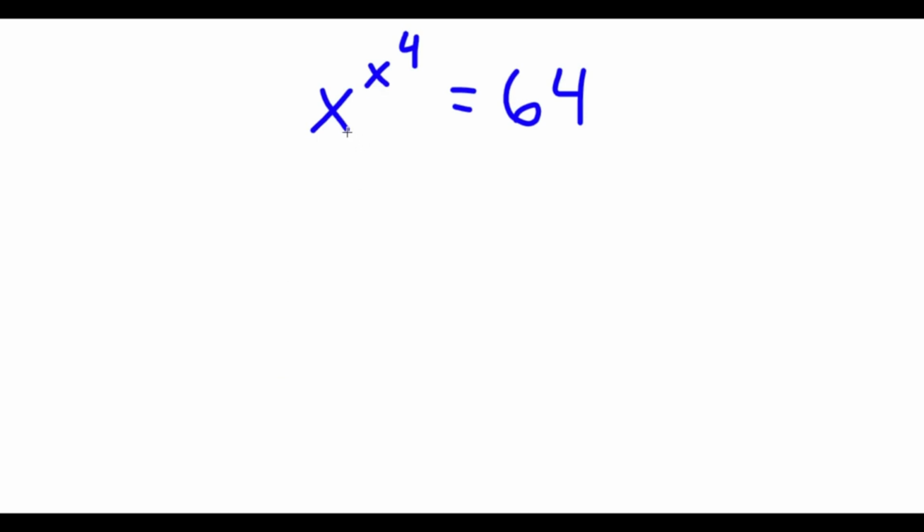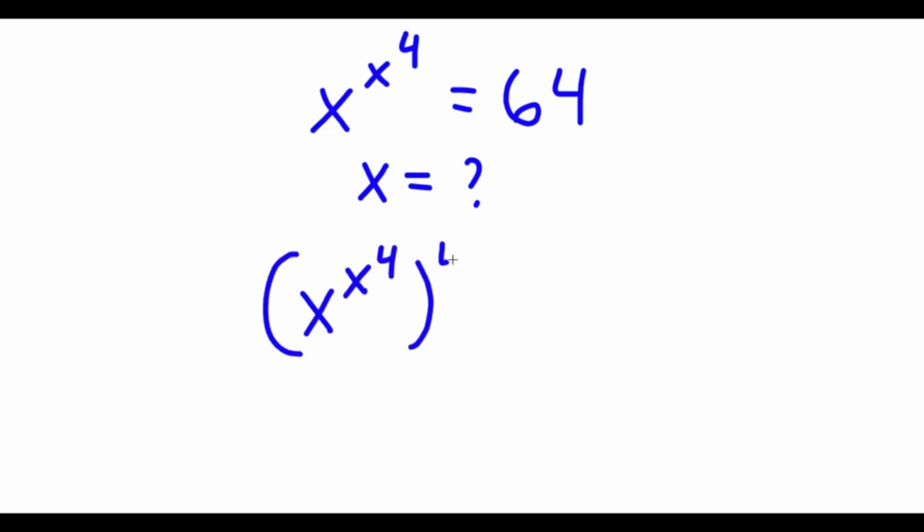All right, so in this problem, I have x to the power of x to the power of 4 is equal to 64. So I need to find the value of x here. So for my solution, I'm going to first start by taking the power of 4 on both sides. So now I have x to the power of x to the power of 4, to the power of 4, is equal to 64 to the power of 4.